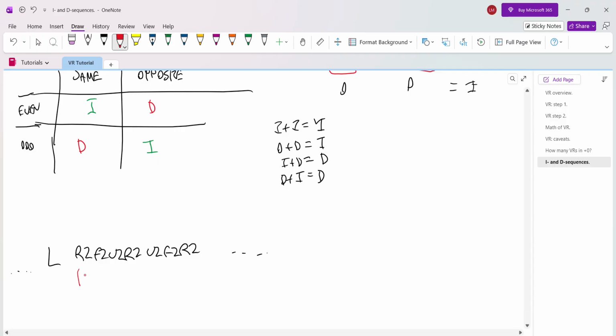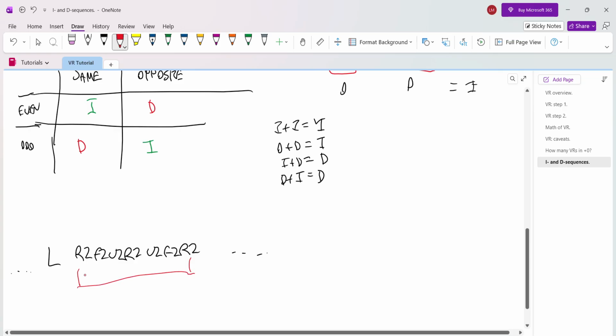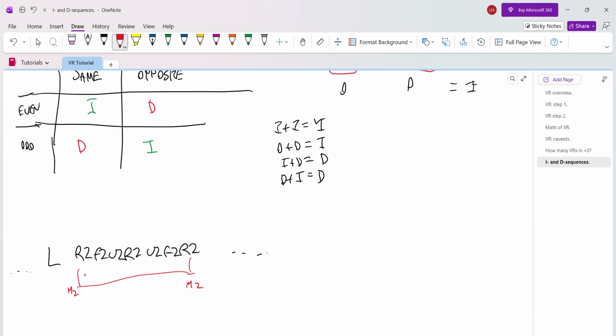So actually, we can insert an M2 here and M2 here, because this is an I sequence. It doesn't even matter; it's an I sequence. Even if it had been a D sequence, that would have been fine. So basically, we can insert M2 here and M2 here, and we're reduced by one move. So if you have a solution, you can sometimes get a shorter solution by doing this.